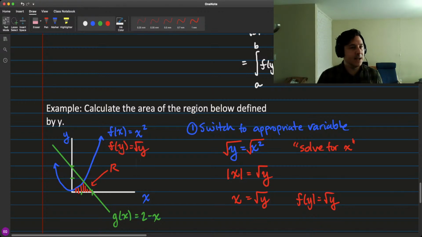Does that sort of make sense? If you're doing it for a y-defined region, you need a function in terms of y. So you take your y equals x squared, you solve for x, and now you have a function in terms of y. f of y equals root y and f of x equals x squared give you the same graph, one in terms of x, one in terms of y.